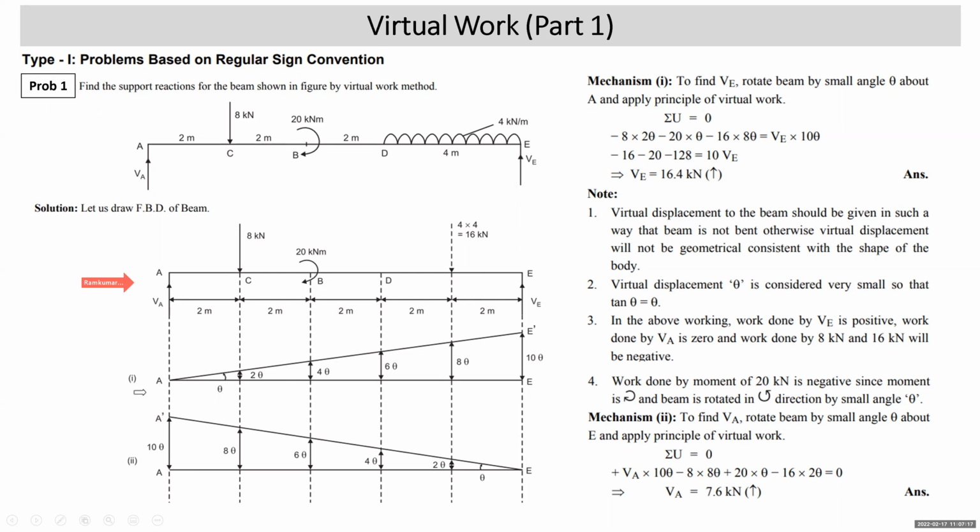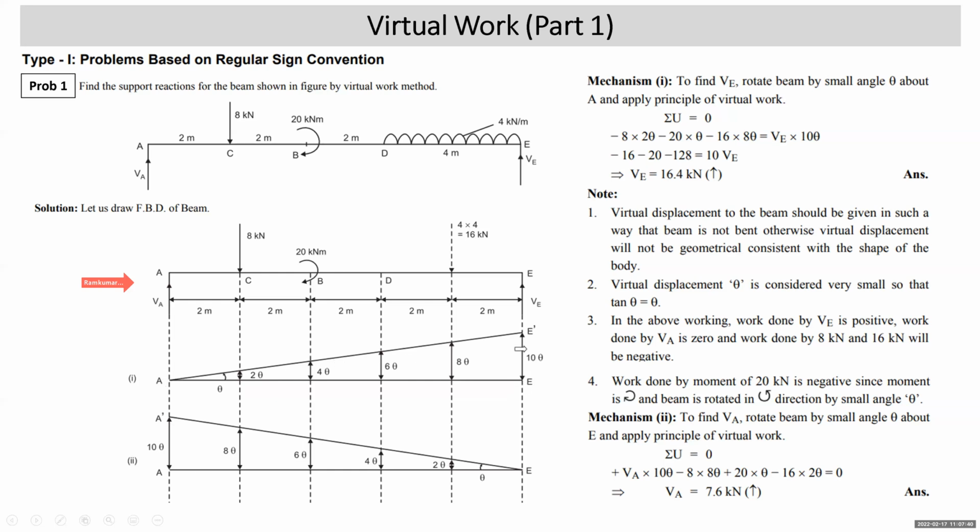So I'll rotate the beam about A by a small angle theta in the anti-clockwise direction, as you can see there. This straight beam is being rotated about A by a small angle theta in the anti-clockwise direction. If you are rotating about A, there is no displacement of point A, so all forces acting at A will not do work.